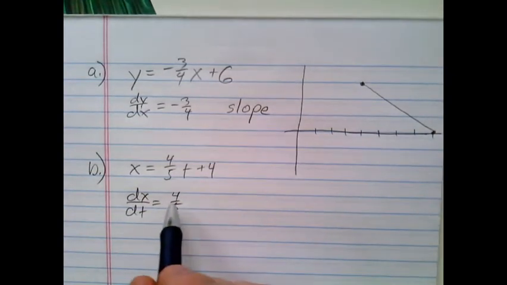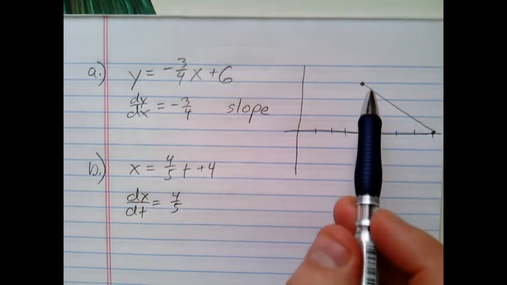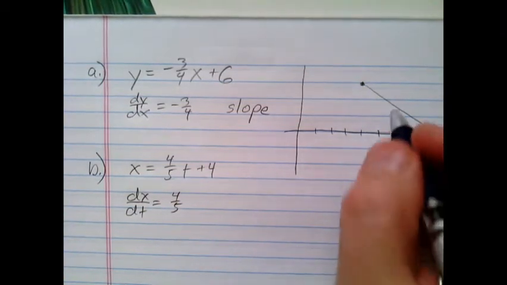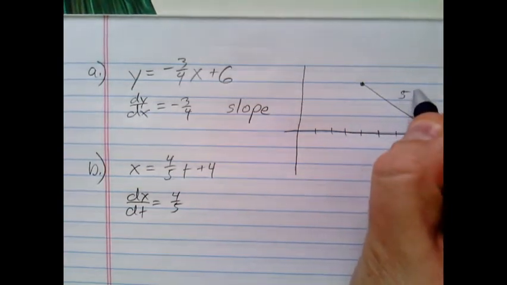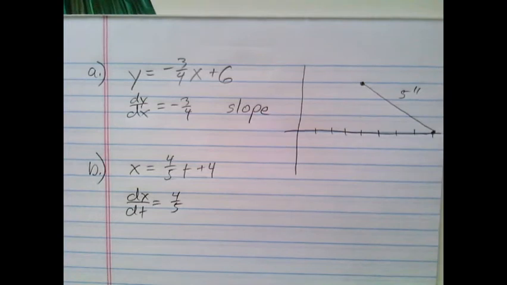Alright, so 4/5. Now remember, we were measuring things in inches. Okay, we figured this out last time. If we go down 3 and over 4, we're going 5 inches. Okay, so our speed horizontally is going to be 4/5 of an inch per second.